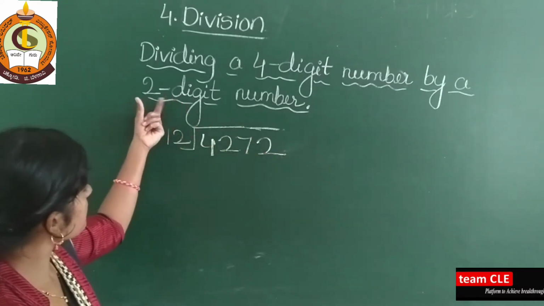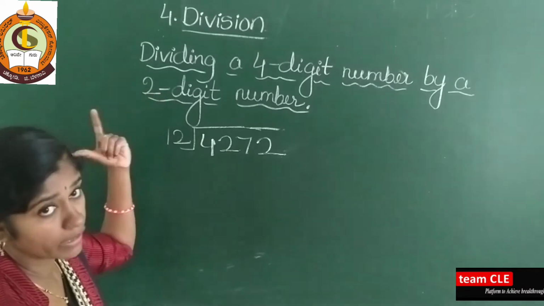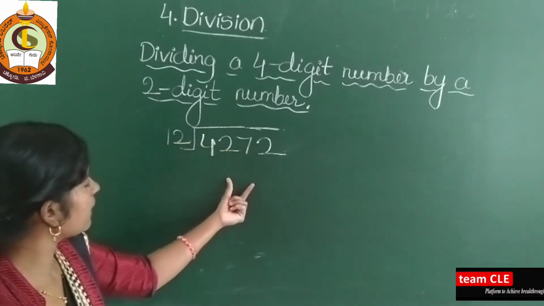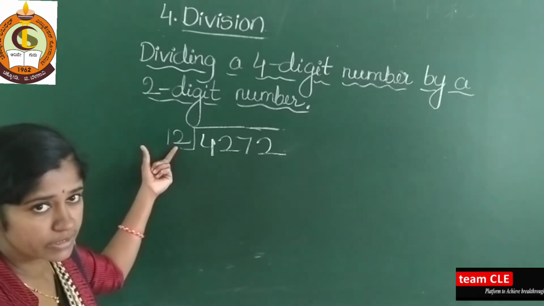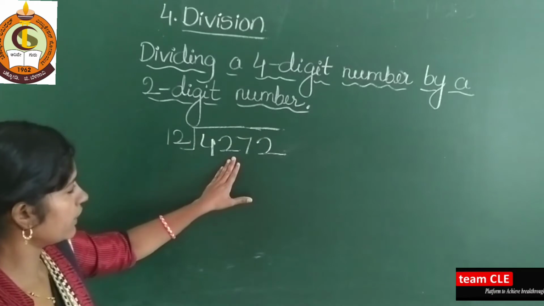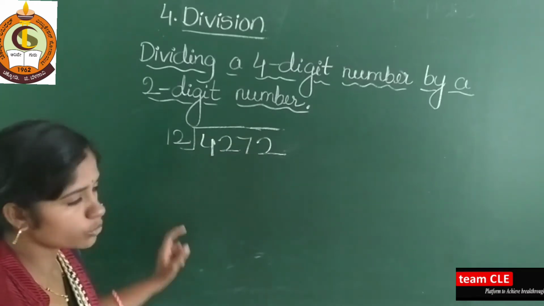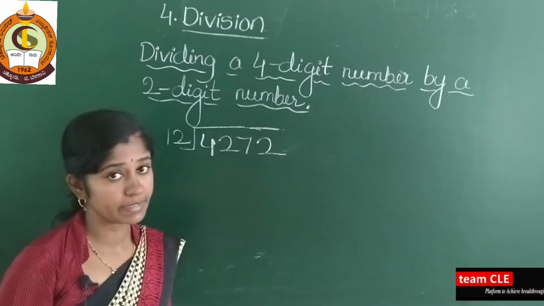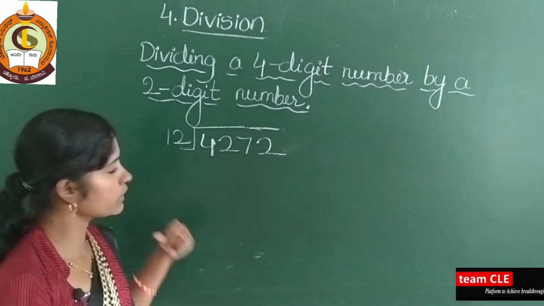Okay, in previous examples you got only 1 digit, but now we are going to divide a 4-digit number by a 2-digit number. So I will write here: 4-digit number by a 2-digit number. And I hope you know the 2 to 10 tables. Okay, then here a 12 ones table is there.